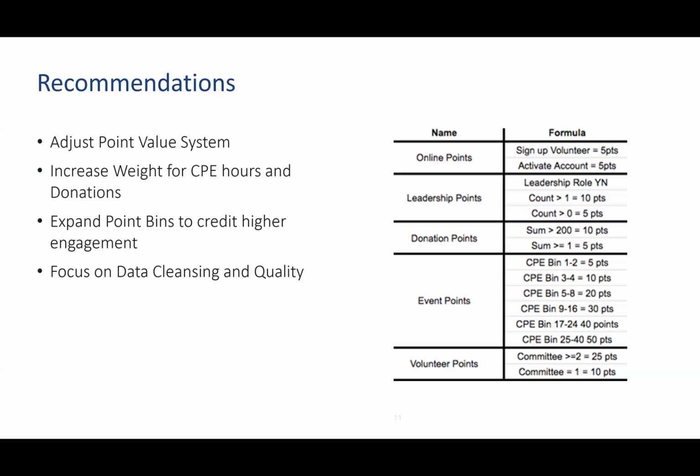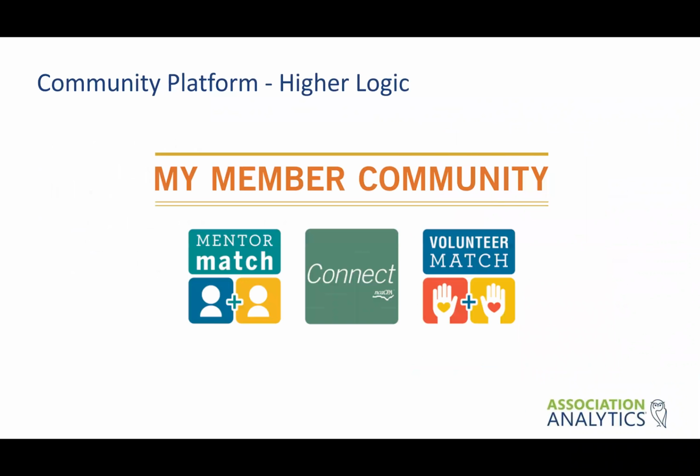And these were recommendations that came out of the NCACPA engagement. So adjust the point value system. When I'm talking about iterating, this is what they did: increase the weight for CPE hours and donations, expand point bins to credit higher engagement, and then focus on data cleansing and data quality. Another way you can do that too is looking at visualizations for data quality. That could be a fun way to actually get people to care about clean data, is gamifying it, one, and two, putting together a dashboard that your entire association can look at and strive to a goal when it comes to data quality.